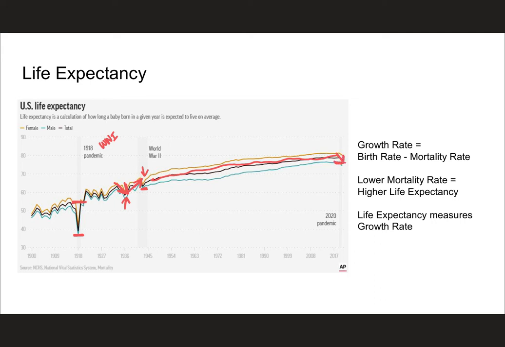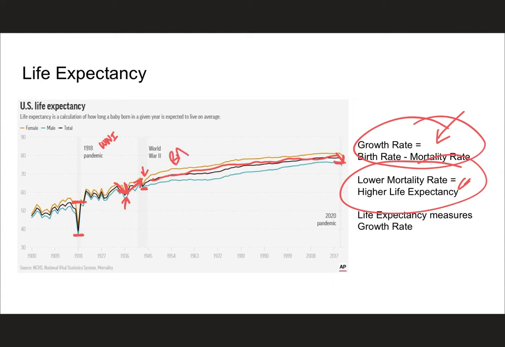So there are some rates that are mentioned. Growth rate, which is birth rate minus mortality rate. Lower mortality rate equals higher life expectancy. Life expectancy measures growth rate, right? They're all related to each other. So understand the relationship between mortality rate and birth rate. If your birth rate is climbing and your mortality rate is not keeping up, you're going to have growth in population, and that is exactly what happened with the baby boom after World War II, things like that.